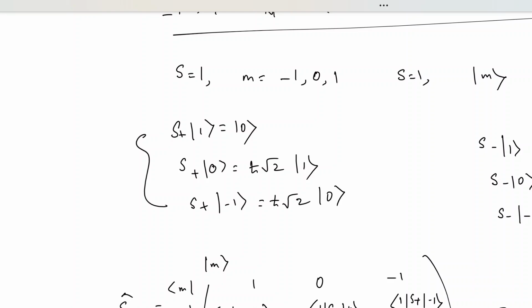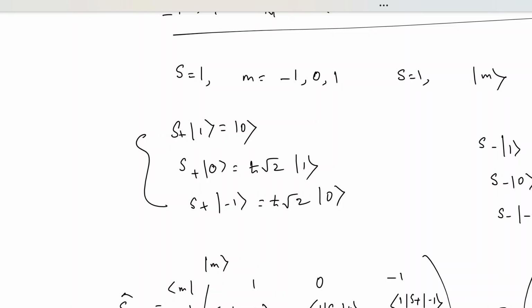So 0 with 1, they are orthogonal, so that will give rise to 0. But on the second term you have S plus on 0 is ħ root 2 times 1. So this is ħ root 2 times 1 1, right? Okay, so that is there. So this is equal to a non-zero value because this is normalized, this is 1.